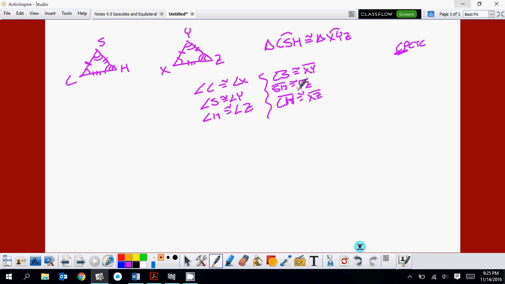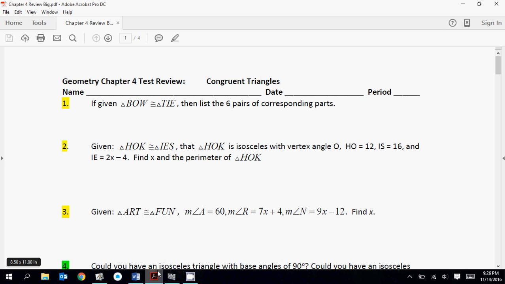Okay, and with these, remember you can have it kind of backwards. You can say SC congruent to YX, SC congruent to XY still, HS congruent to YZ, or HS congruent to ZY. The order of these two letters doesn't matter when you're dealing with the segments. So that's what you're doing for number 1.